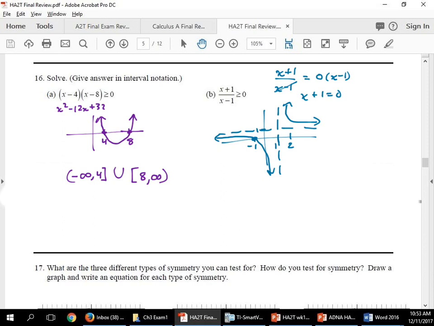So where is this function above the x-axis? It looks like for all of these x values, including everything negative, so negative infinity to negative 1, bracket because it's equal to, and then all of this. So that would be from 1 to positive infinity. Does 1 get a bracket or does 1 get a parenthesis? It gets a parenthesis because it's an asymptote. All right, there's your answers for those.